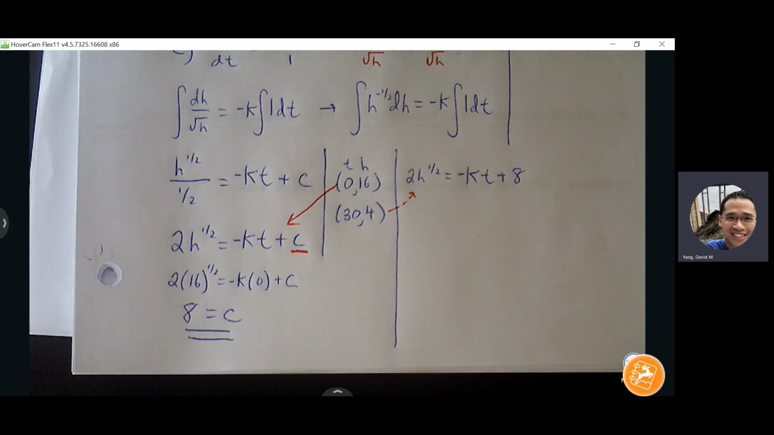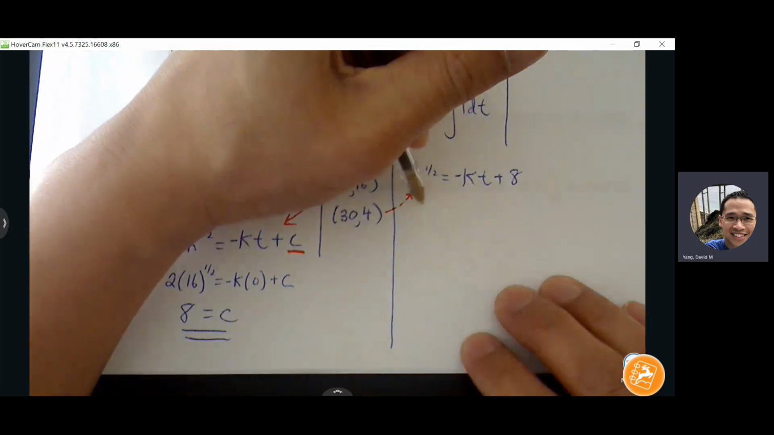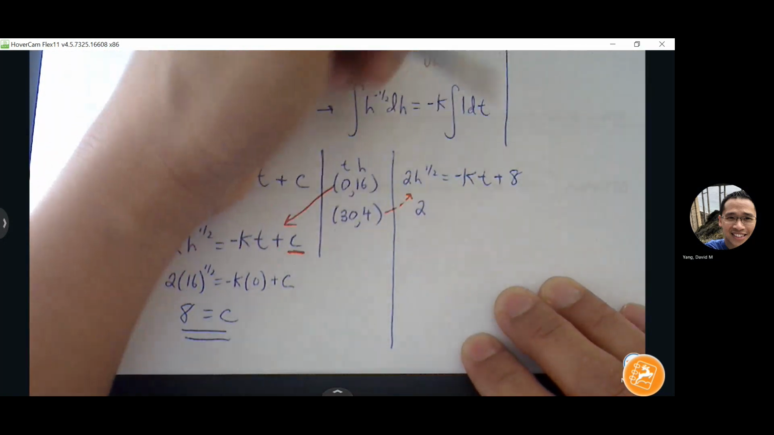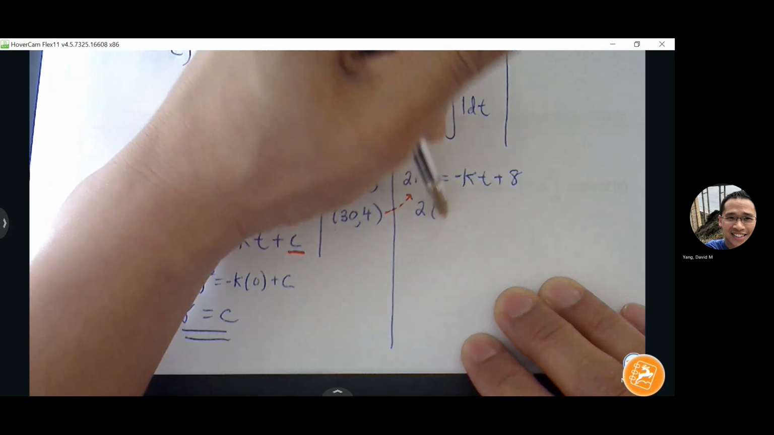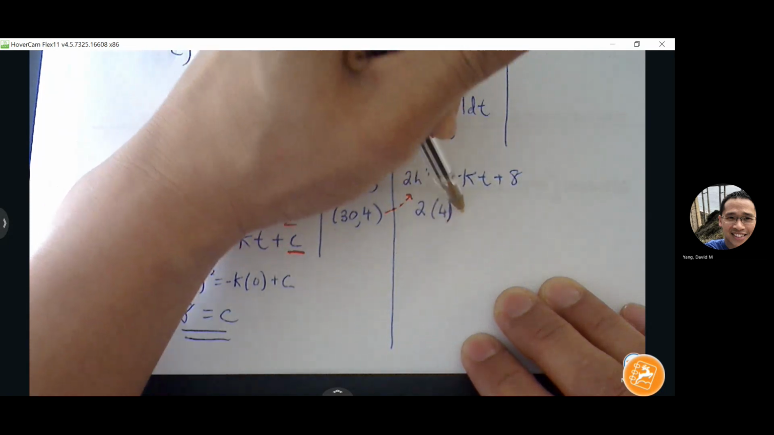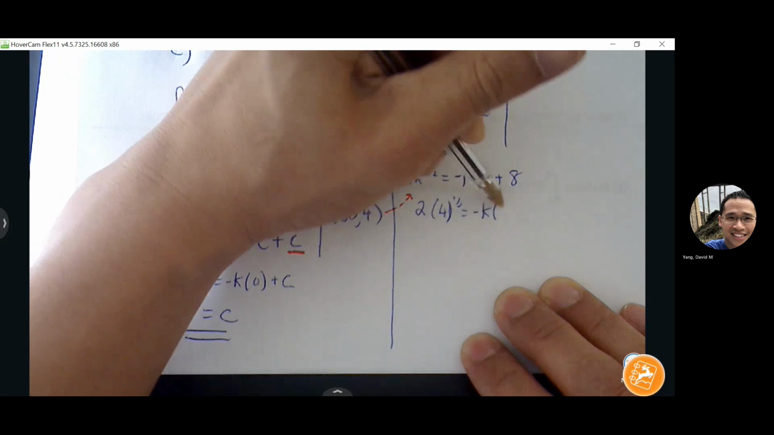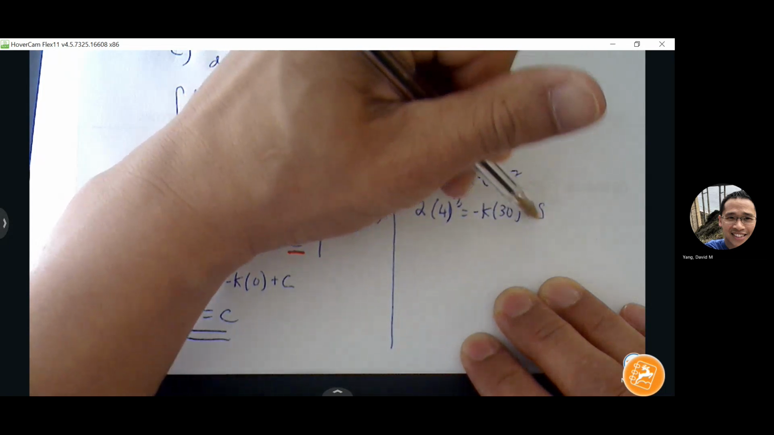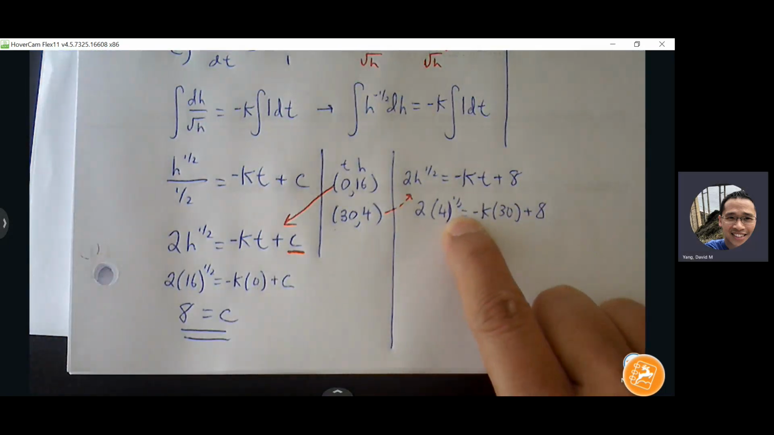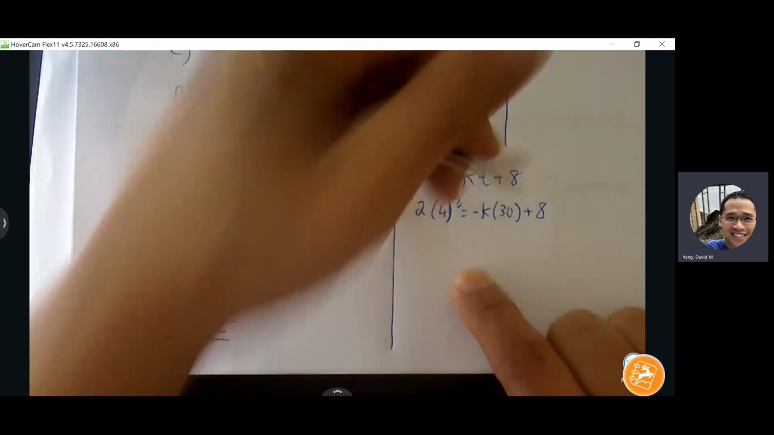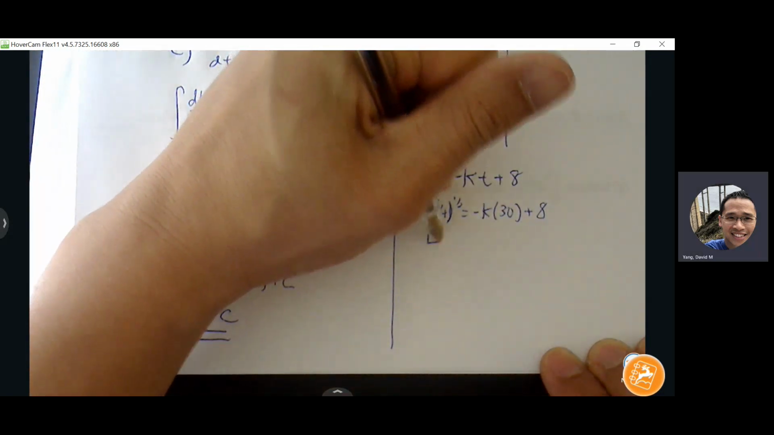So second order pair, 30 in for T, 4 in for H. See if we can get to our K value. 4 to the 1/2, that's square root of 4. Square root of 4 is 2. 2 times 2 is 4.